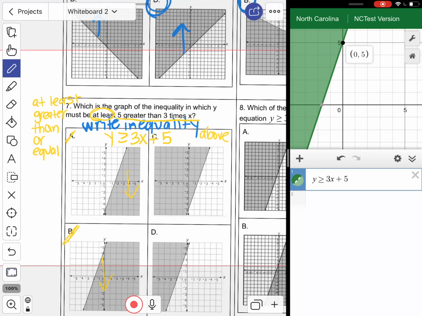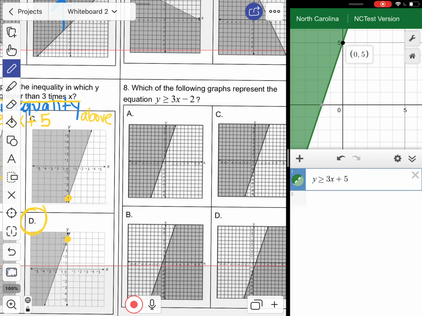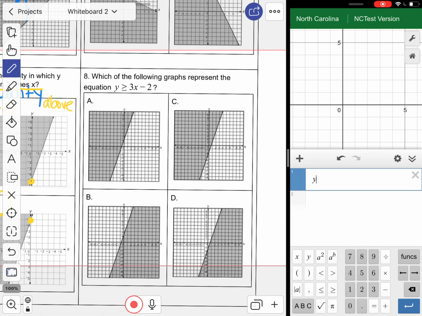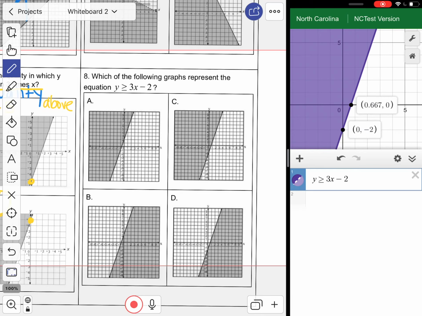So I have a y-intercept here at 5 for D. This one is down here at -5. Okay? All right, so for this one, I have y is greater than or equal to 3x minus 2. And given that, it's going to be C.